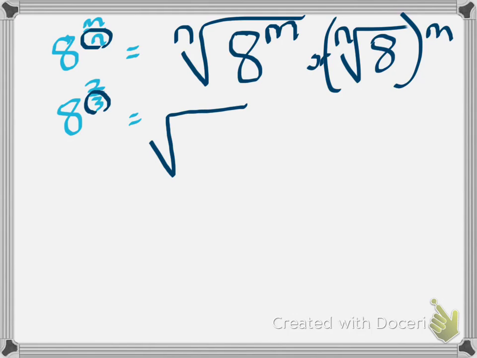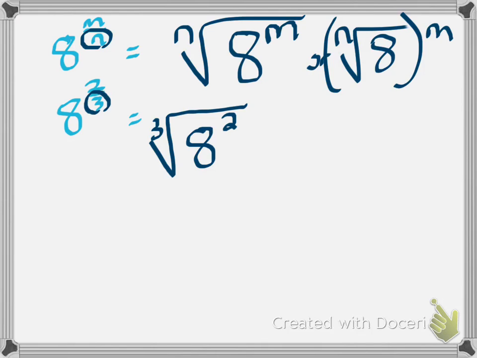The 3 becomes the root power. The 8 goes inside. And I like writing it with the 2 on the inside, like this format. We don't need the parentheses. I like that way a little bit better, but both ways will work. So we have the cube root of 8 squared.